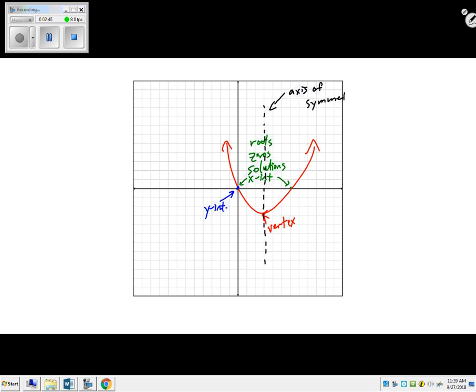The idea with the axis of symmetry is that if I was to fold this parabola over this axis of symmetry, it should fold over onto itself if I've graphed it correctly. Okay. Now, common mistake, a lot of people want to put the axis of symmetry right here. They always want it to run through that y-intercept, but it doesn't. The axis of symmetry will run through the vertex every time on these parabolas.